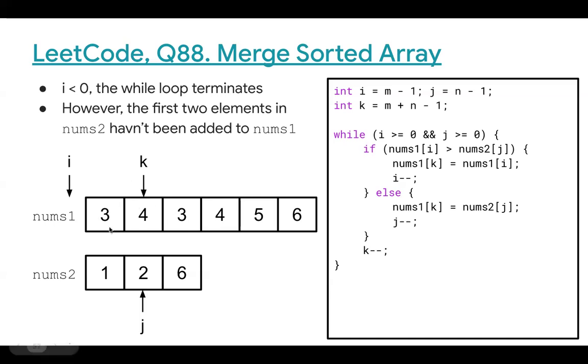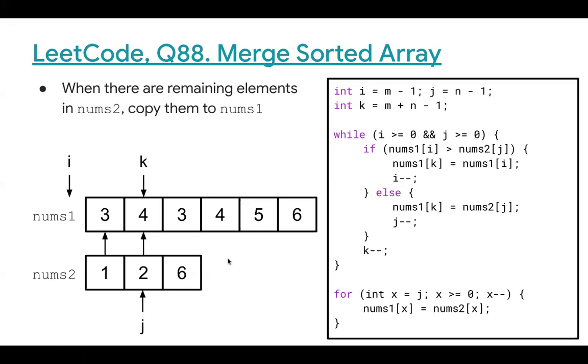However, if you look at nums1 here, we are not done yet, because there are still 2 elements in nums2 that haven't been merged into nums1, which is 1 and 2, right? 3, 4, 5, 6, they are all good, but 1 and 2 haven't been merged into nums1. So we have to add one extra step here. So we copy all the remaining elements in nums2 to nums1. Okay, 1 and 2. How can we do that?